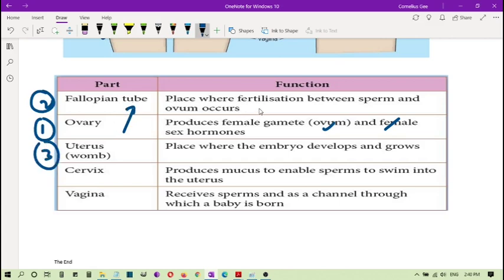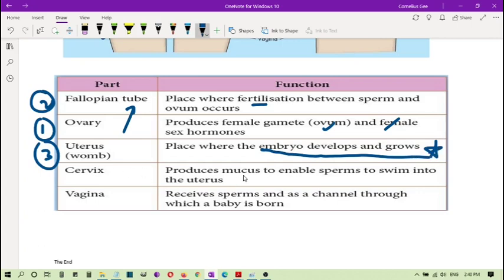But you can see that in the fallopian tube, fertilization can take place there, as well as transporting the ovum. It's not the ovary. It transfers the ovum to the uterus, a place where the embryo develops and grows in the future.